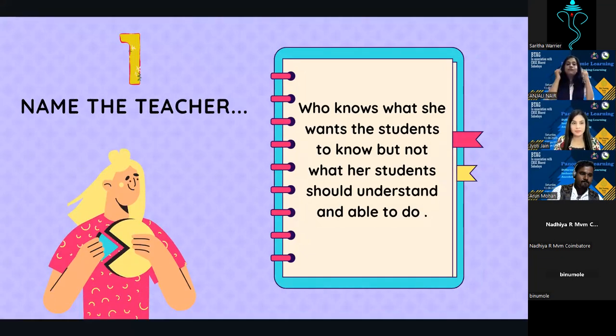Now participants, you have seen 3 classrooms. So you have to name the teacher who knows what she wants the students to know, but not what her students should understand and be able to do. Please read the question again. Name the teacher who knows what she wants the students to know, but not what her students should understand and be able to do. I want the answer for this question in the chat.